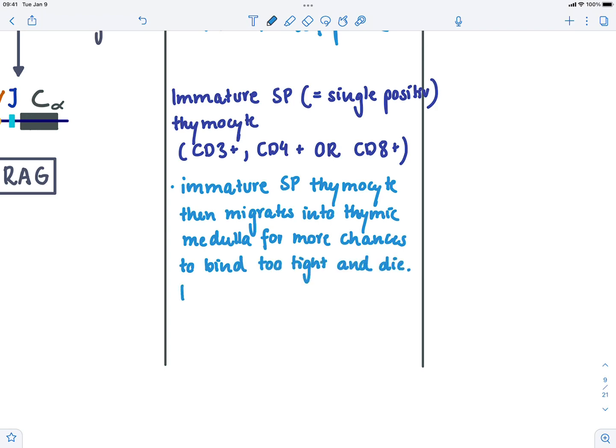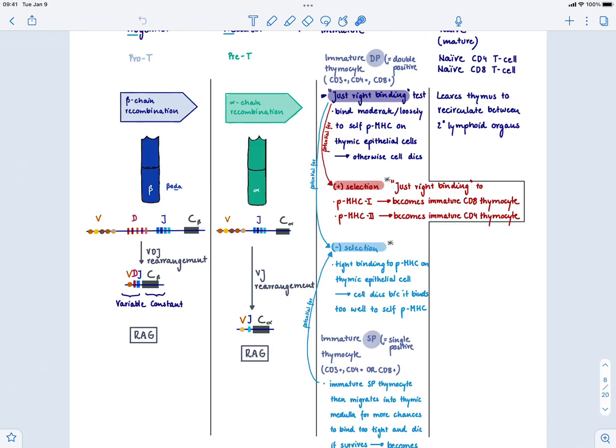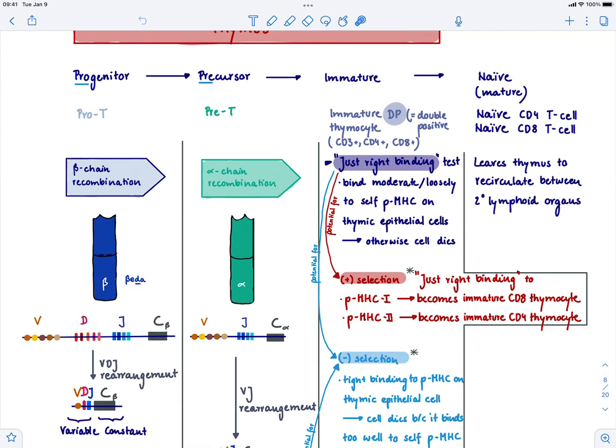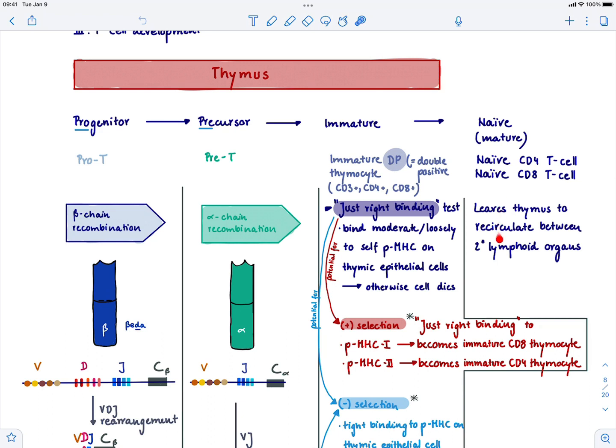On the next slide, I'm going to show you this based on location in a picture to see it more clearly. If you pass this test, so you got positive selection and you underwent negative selection, but you didn't bind too tightly to something, you're probably not going to be autoreactive. You're becoming a naive or mature CD4 or CD8 T cell. This is when you're going to leave the thymus and recirculate through secondary lymphoid organs with the hope that somebody is going to come and activate you. And you probably know who that is. We're going to wait for the dendritic cell.